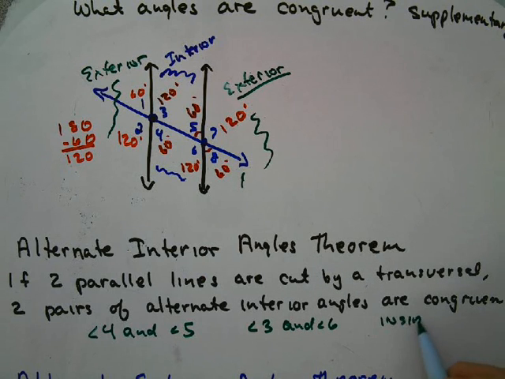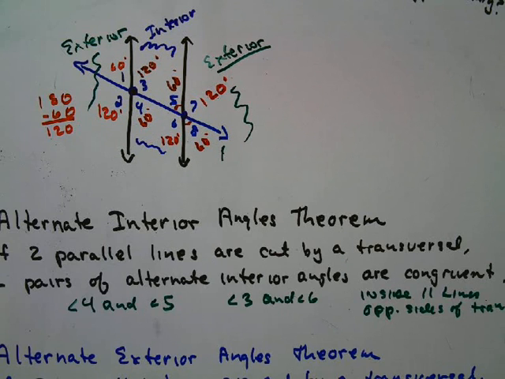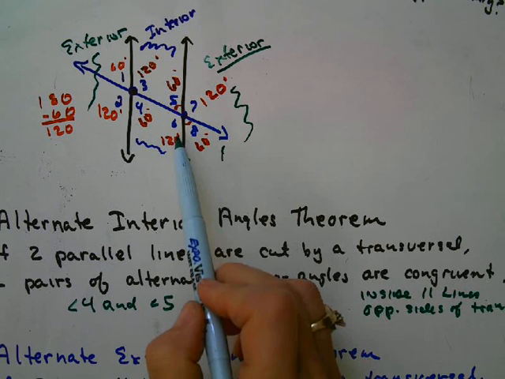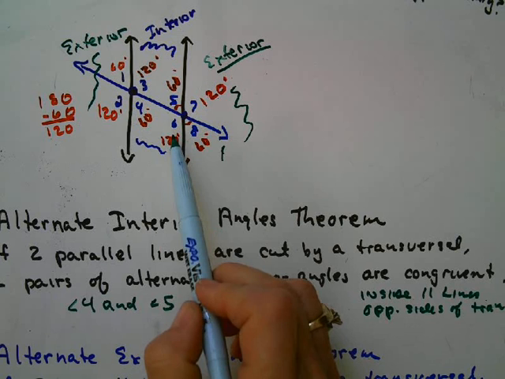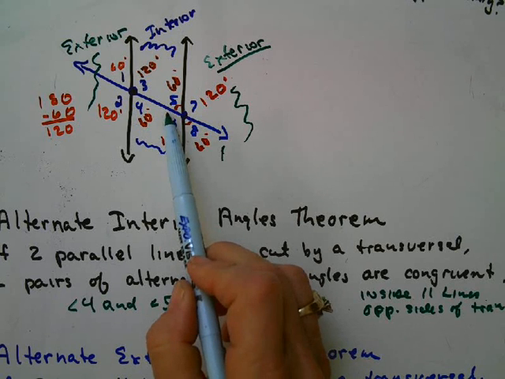Inside parallel lines, opposite sides of the transversal. That's what we know about alternate interior. And these are congruent angles. You can see that 3 and 6 are both 120 degrees, 4 and 5 are both 60 degrees.